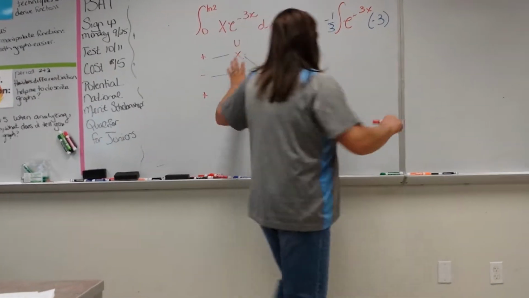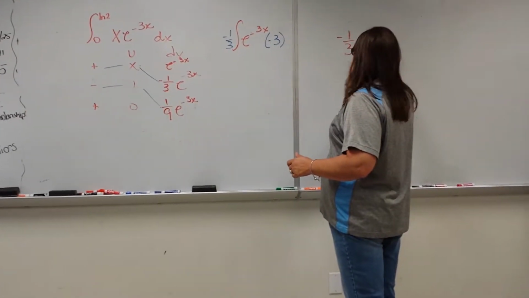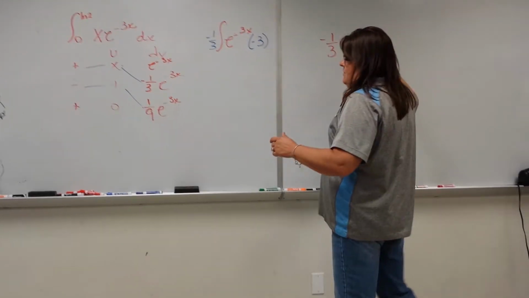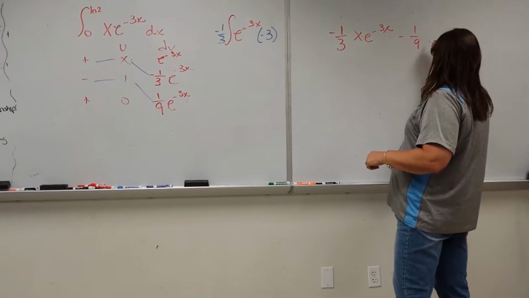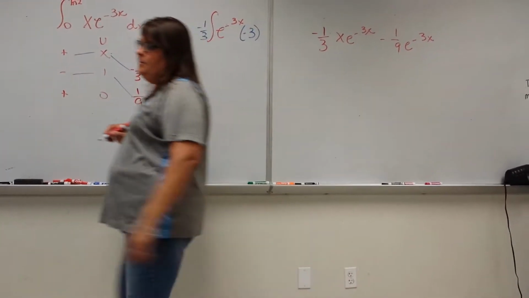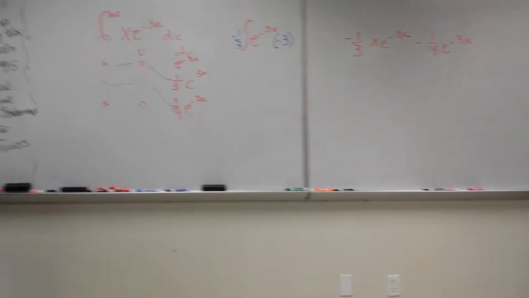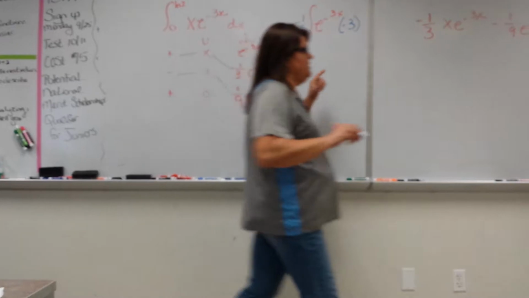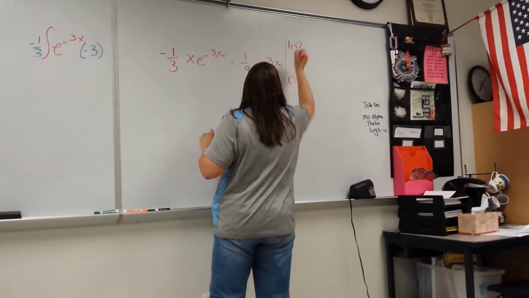Now we have an answer here, right? So we have negative 1/3 x e to the negative 3x. Make sure I'm doing it right. And then minus 1/9 e to the negative 3x. But the problem we had was we don't put plus c because we have an a and a b. So we have from 0 to the ln of 2. So, very good. From 0 to the ln of 2.